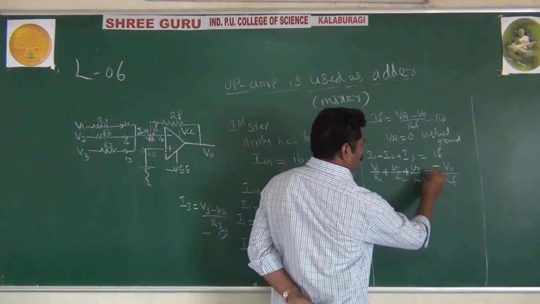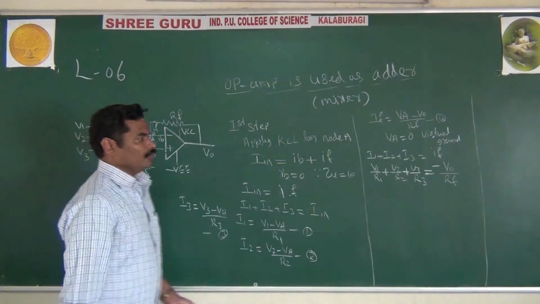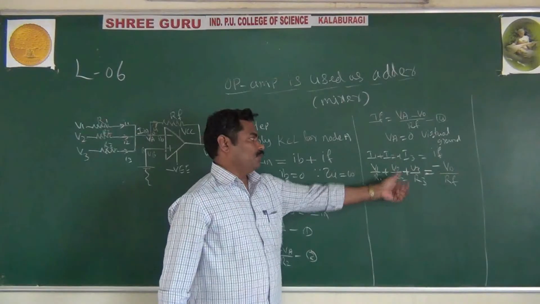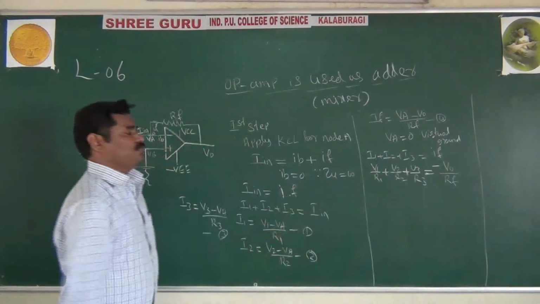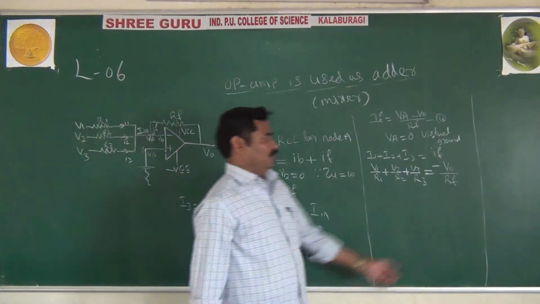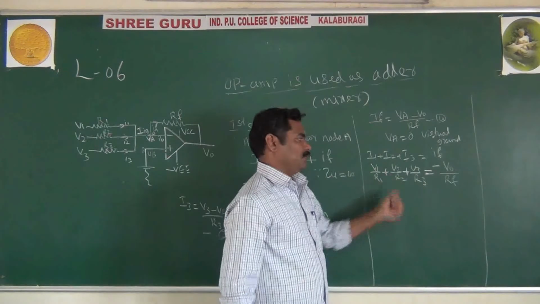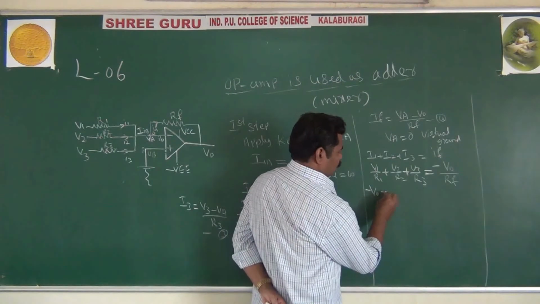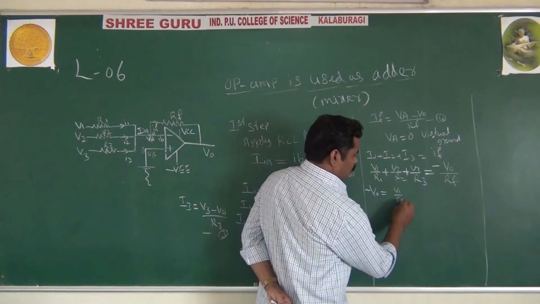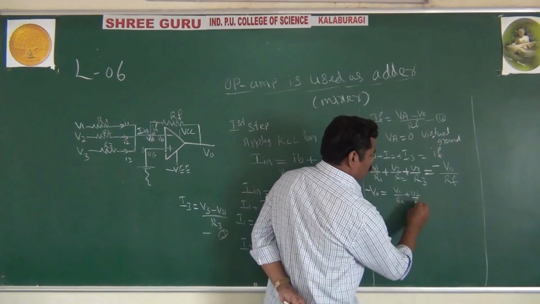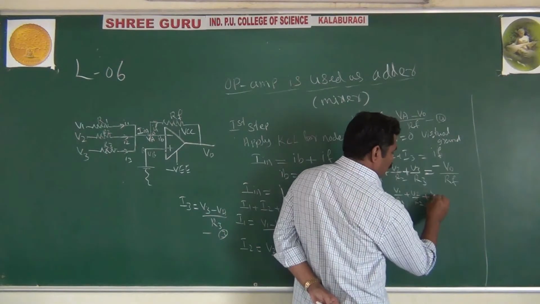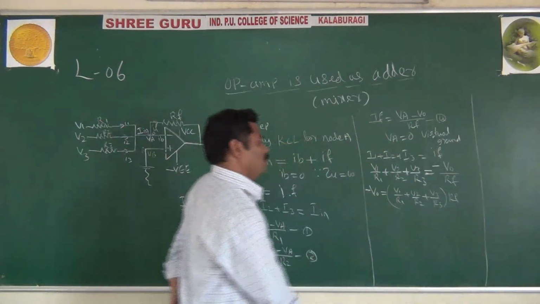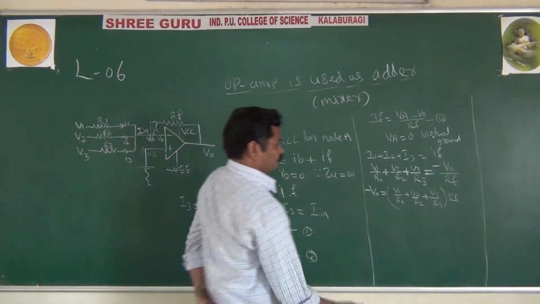The important thing here is that I is nothing but V by R: for I1 consider V1 and R1, for I2 V2 and R2, for I3 V3 and R3. Now it is very simple, we can cross multiply, since we want the output expression. The RF is multiplied here, so minus V0 equals V1 by R1 plus V2 by R2 plus V3 by R3, into RF. Or you can simply take the minus to that side.